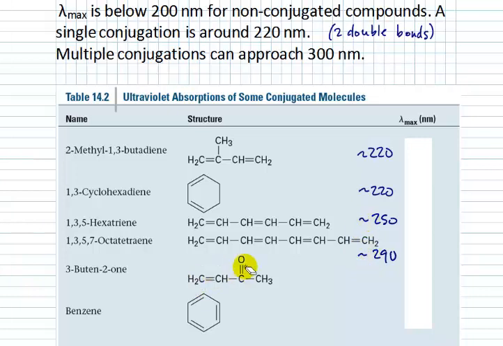Here's a butene-one. It's not just a conjugated alkene, it's a double bond conjugated with a carbonyl, a C double bond O, but still, that's the same sort of conjugation. I'll guess around 220.